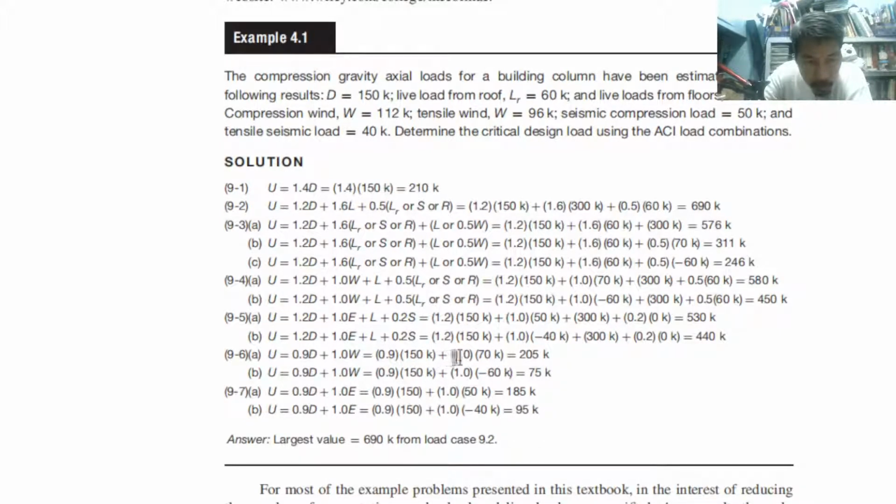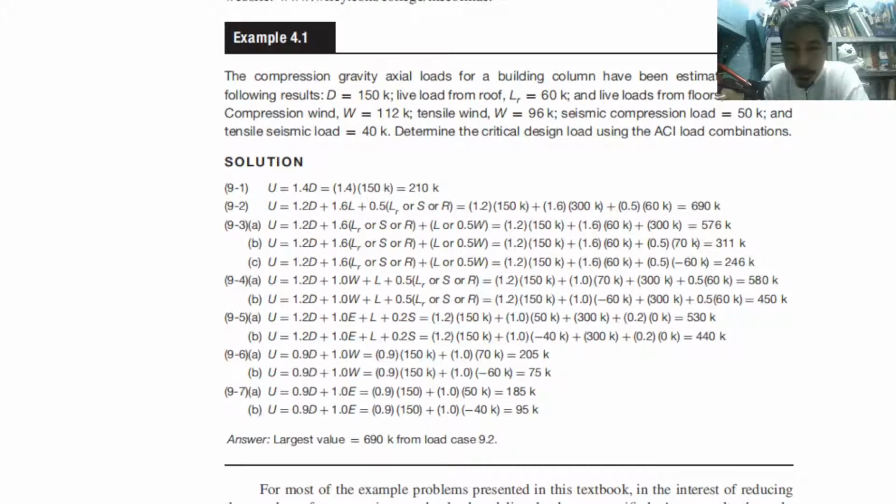So again, wind, this is wrong. That is wrong again. This is also wrong. Typo error. And then these are correct. So in equations 9.6A, 9.6B, 9.4A, 9.4B, 9.3B, and 9.3C, those are wrong. So there are 6 answers that are wrong. And after finding all the answers correctly, please confirm your answer. Use your calculator, please.